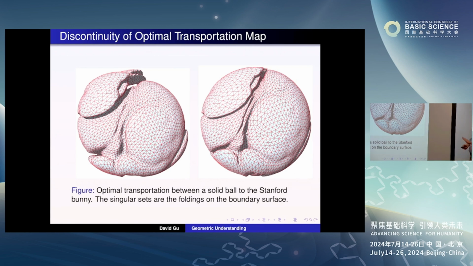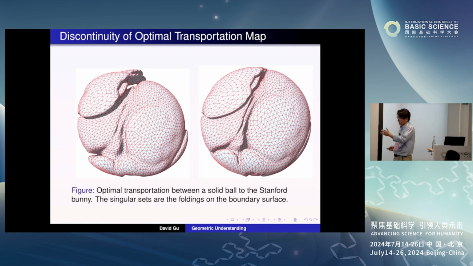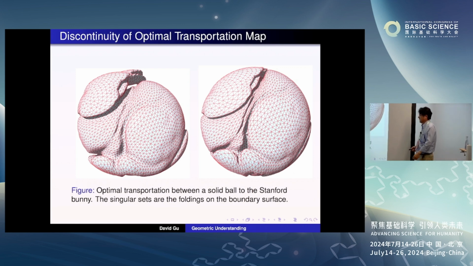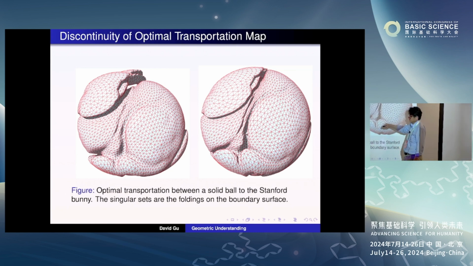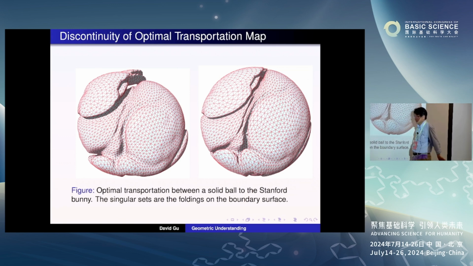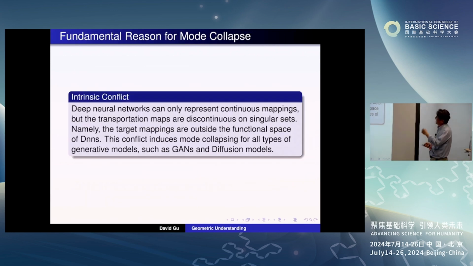Okay, but all the existing work in AI ignores this issue. They assume that the OT map is continuous. Then they're using something like a diffusion model. Whenever you use a diffusion model, you smooth out all the boundary. You blur all the boundary. You lose the boundary information. And that information is critical. Okay, we will go there.